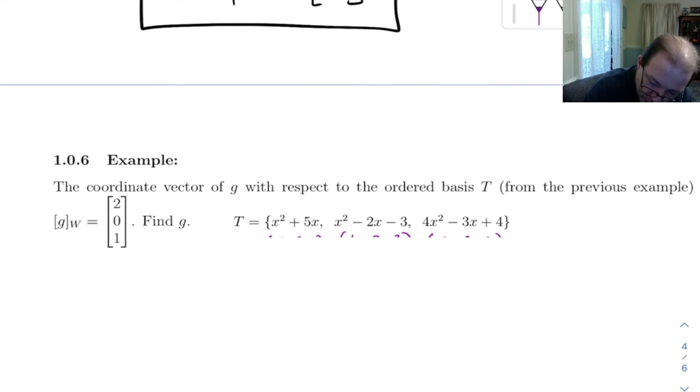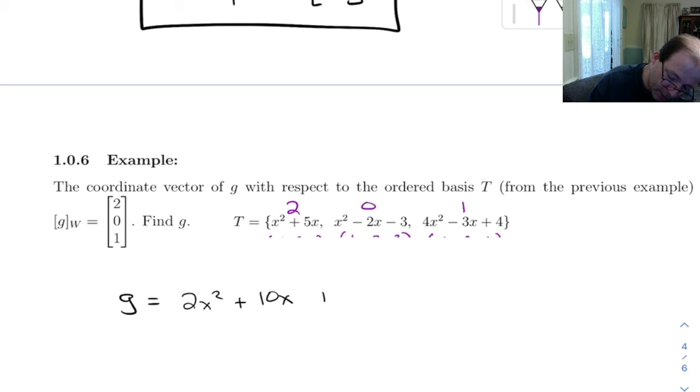That's the coordinate vector. So what we're doing is we're going to multiply this one by 2, this one by 0, and this one by 1. So our g is going to be 2x squared plus 10x, plus 4x squared minus 3x plus 4. So we're just multiplying those 3 things by the coefficient above, and then we'll add them up. So g is going to be, let's see, 6x squared plus 7x plus 4.